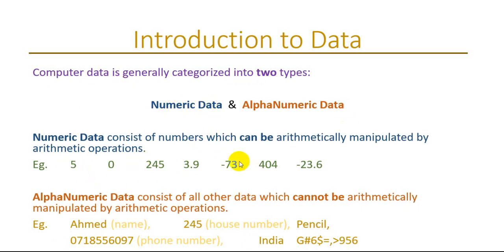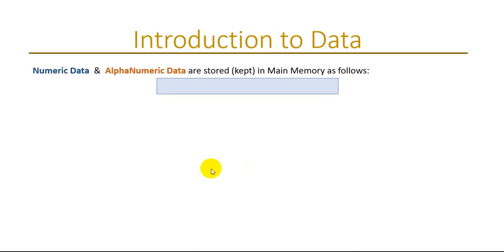So computer data is generally categorized into two types: numeric data and alphanumeric data. We have seen numeric data, which can be arithmetically manipulated, and alphanumeric data, which cannot be arithmetically manipulated. Next, we are going to see how numeric data and alphanumeric data are kept in the main memory, in the computer's memory.